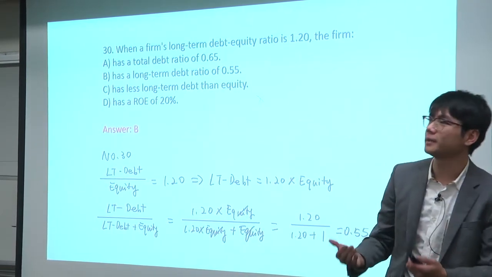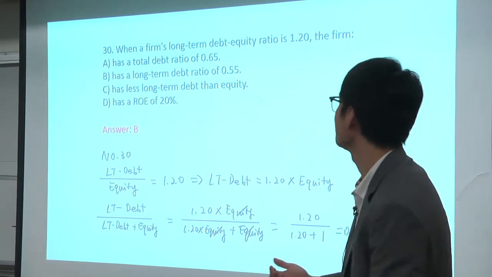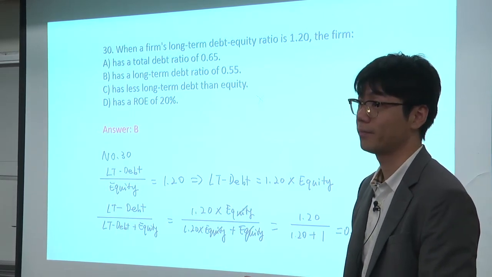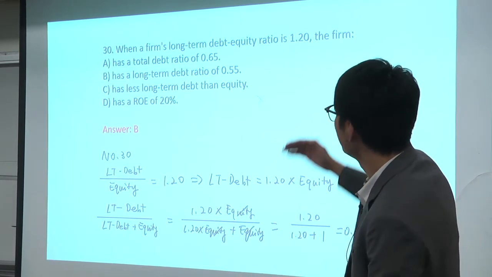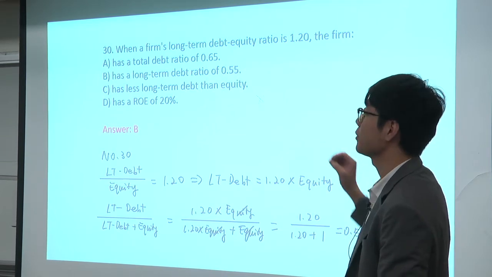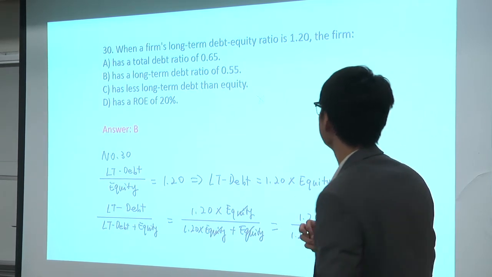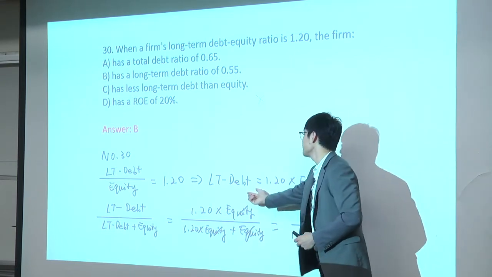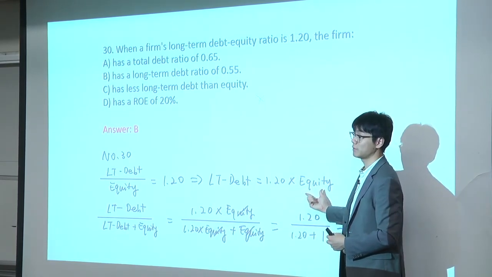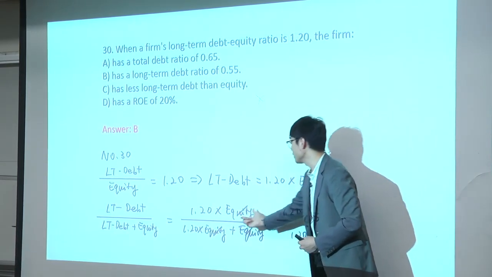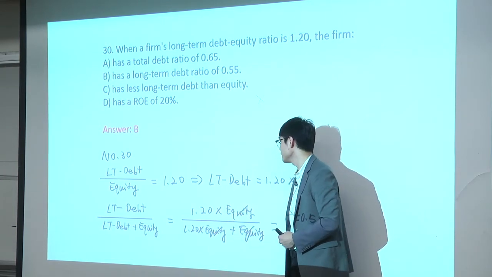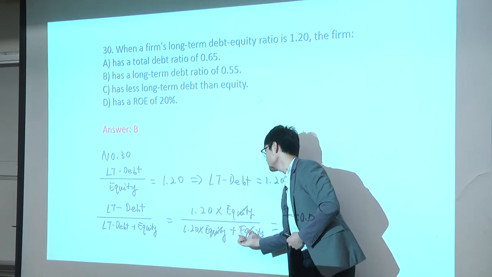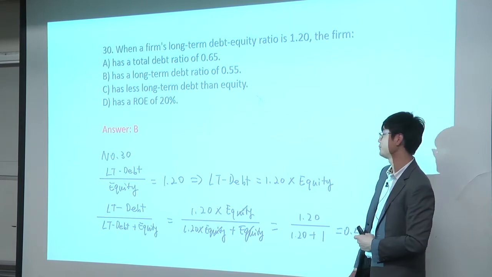Long-term debt ratio is long-term debt divided by total cap. But total cap is what? Long-term debt plus equity. So long-term debt divided by long-term debt plus equity, that's the total. That's the long-term debt ratio. Then we can swap all the long-term debt by 1.2 times equity. Then you have 1.2 times equity in the numerator, 1.2 times equity plus another equity in the denominator.